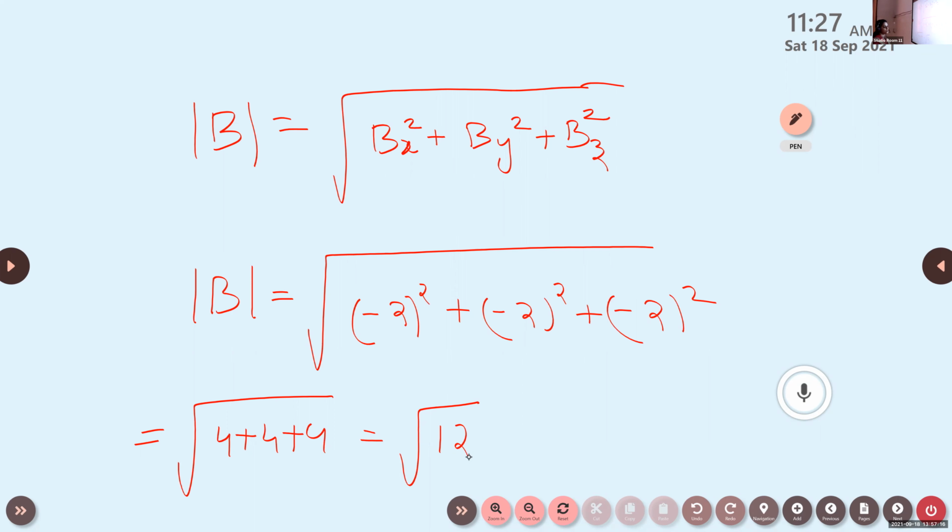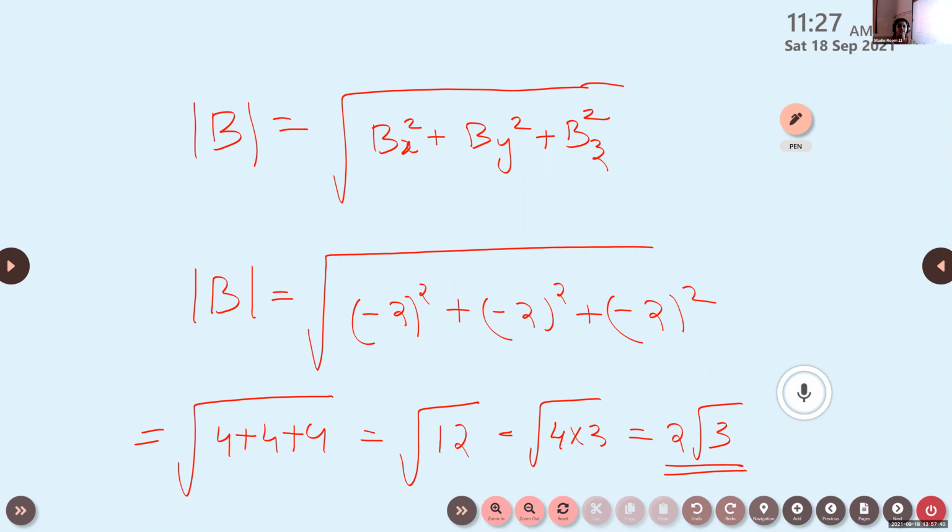Again, we can split this root 12. That is equal to root 4 into 3. So root 4 is 2, so it is 2 root 3. So the magnitude of vector B is 2 root 3, and the magnitude of vector A is root 3.